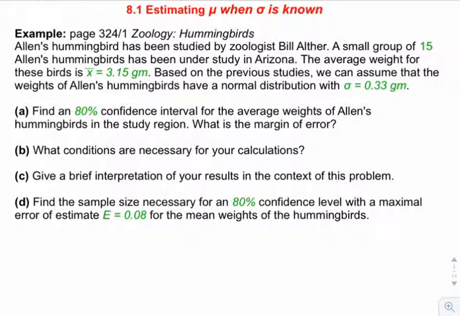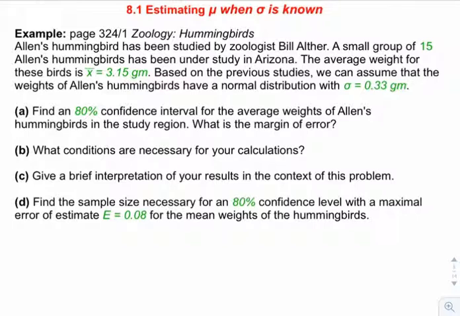It says that Allen's hummingbird, a type of hummingbird, has been studied by zoologist Bill Ather. A small group of 15 Allen's hummingbirds have been studied in Arizona. The average weight for these birds is x bar equals 3.15 grams. Based on previous studies, we can assume that the weights of these hummingbirds have a normal distribution, which has a standard deviation of 0.33 grams.